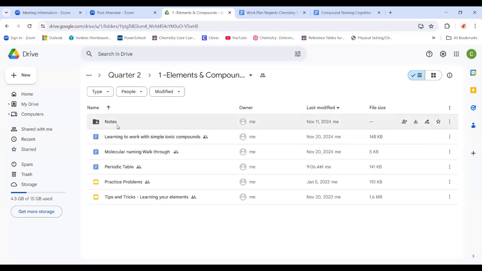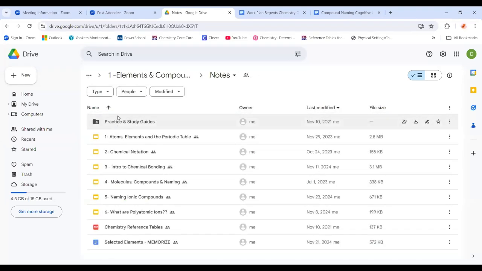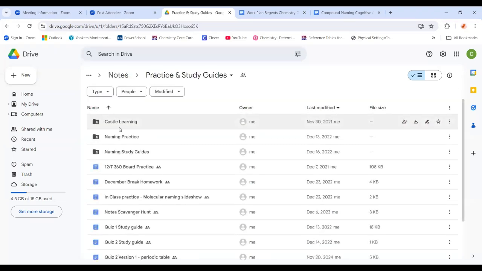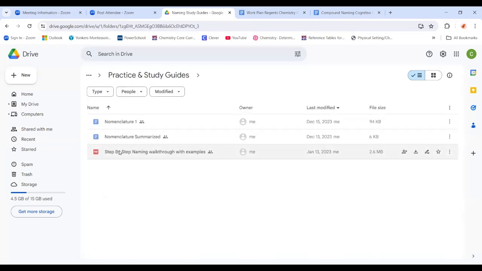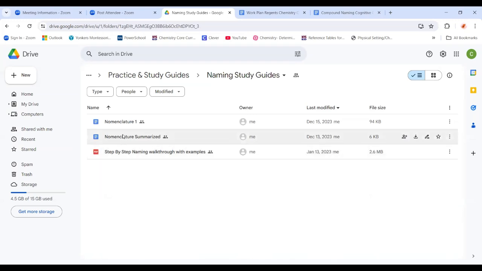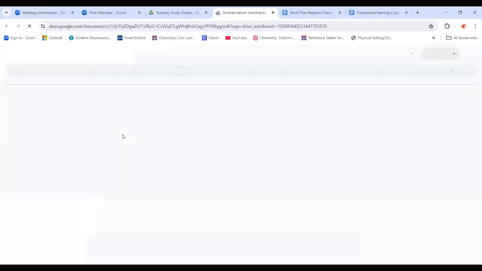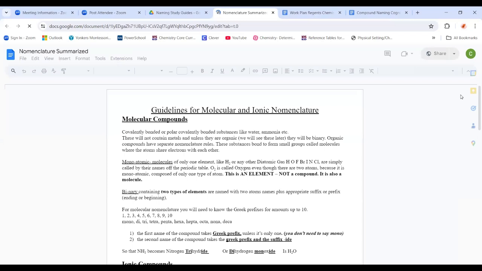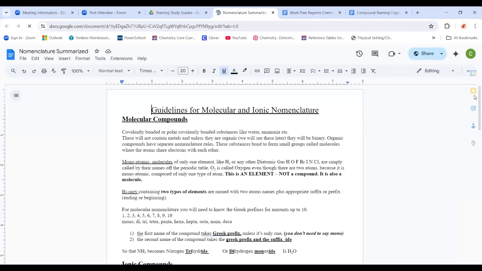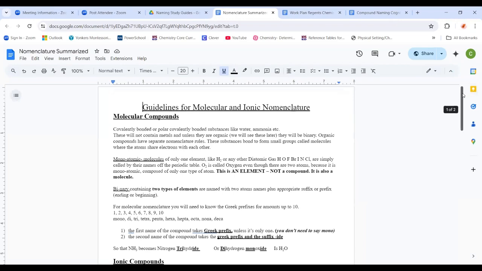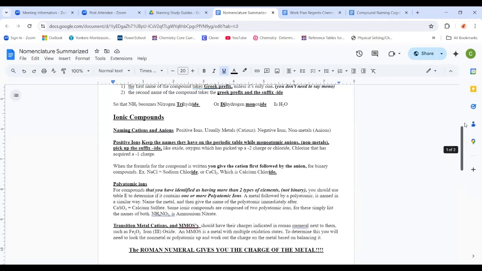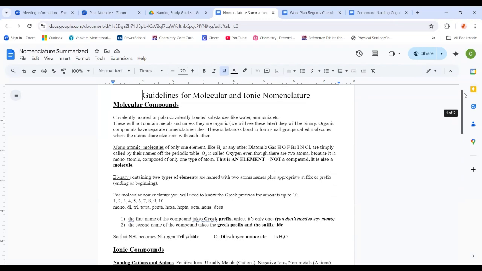Okay, you've got elements and compounds, notes in the study guides. There is a study guide that's a super, super summarized version. It's just one page, back and front. On the first page, it gives you a super summarized version of all the rules. So if you're looking for a place to put it all in one place where it's less stuff for you to look at, this is the study guide you want to use.